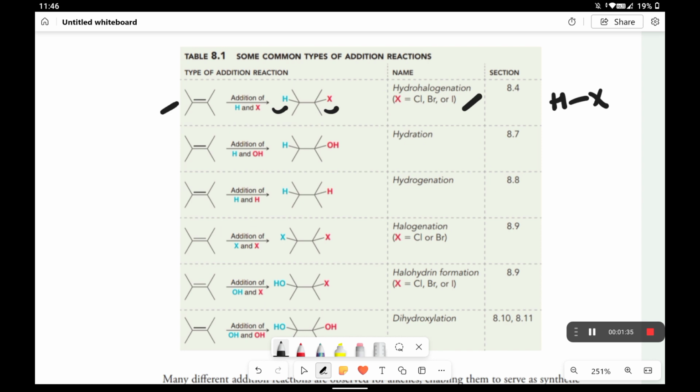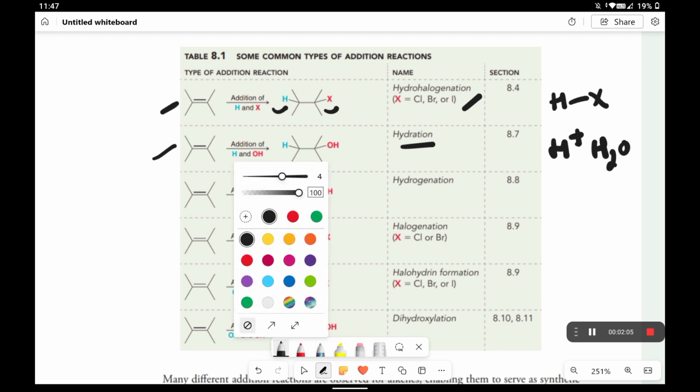Then the next one is the addition of water. Addition of water is called hydration reaction. We already discussed this one. It follows the Markovnikov rule. The stable cation is going to form, then the nucleophile attacks. It requires a concentrated H2SO4 medium or a strong acid medium. So this is called hydration reaction, where we are adding H2O.